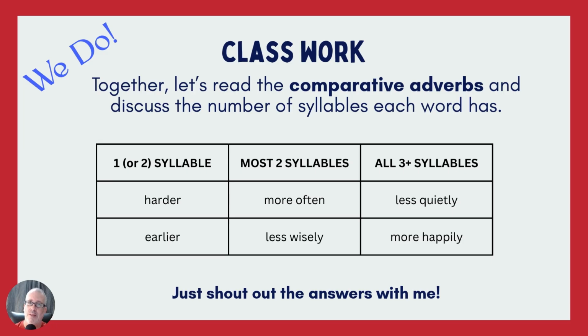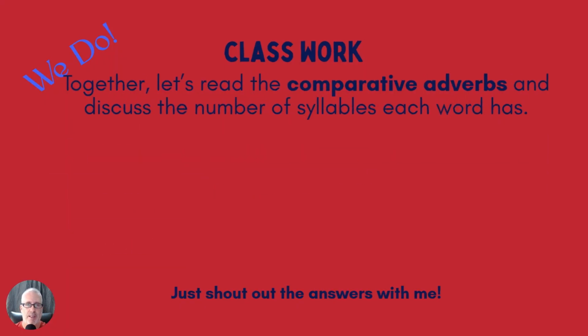Just like one syllable ending in y can have an er. Now, two syllable, more often, and less wisely. Those are both two syllables. Three syllables or three plus, less quietly, more happily. So the two syllable and three syllables, those are all pretty easy. It's when you get into the one syllable or two syllable that adds er. Those can be a little tricky.